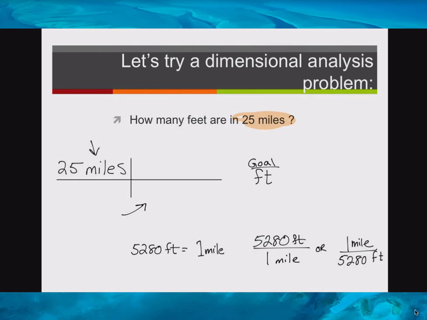So which fraction am I going to use? Am I going to use the one on the left or the one on the right? Yeah, Erica. The one on the left. I'm going to use this one right here, and I'm literally going to substitute that up into that cavity right there. So I'm going to put it in there. 5,280 feet over 1 mile.